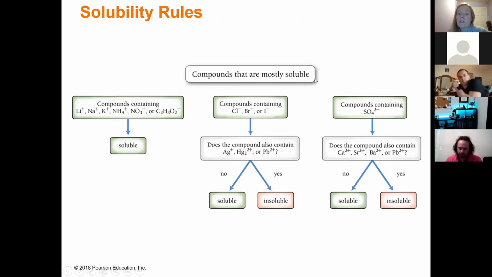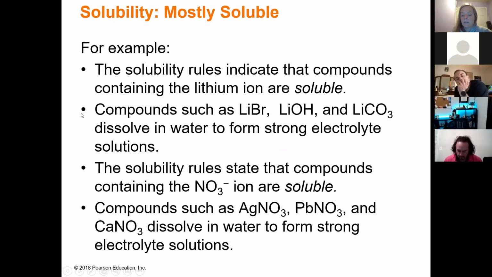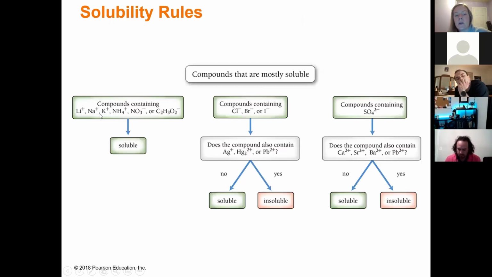So most of these materials are soluble. Like, for instance, the lithium, sodium, and potassium from column 1, ammonium, nitrate, and acetate. It doesn't really matter what they're combined with. They're always going to be soluble. Now, chlorine, bromine, and iodine are mostly soluble, but they have a couple of exceptions. So if your chlorine happens to be combined with silver, mercury, or lead, all of a sudden it clumps or becomes insoluble, or it forms a precipitate.